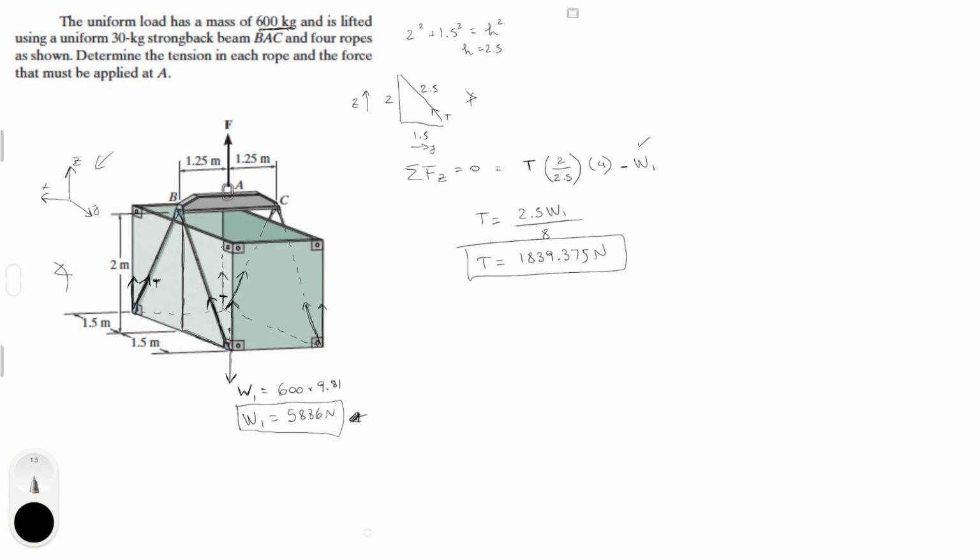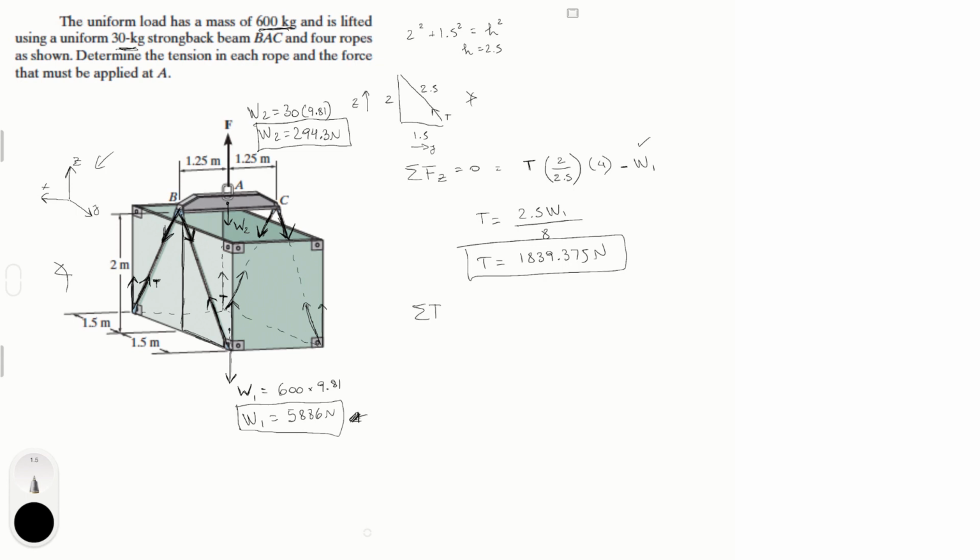Now, for the second part, if you look at the beam, you have the tensions going down, trying to pull this whole thing down. Again, there are four tensions because there are four cables. The beam has a weight too. We're going to call it weight two. Let me write it up here. What is weight two? This is 30 kilograms times 9.81. So weight 2 comes out to be 294.3 newtons.